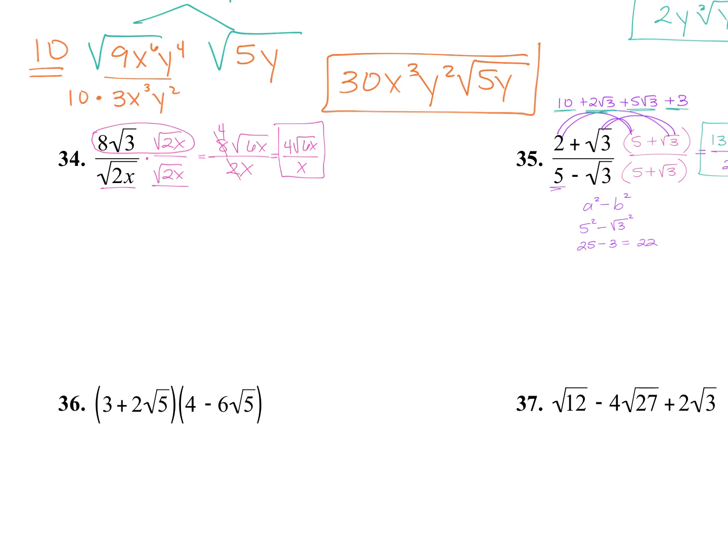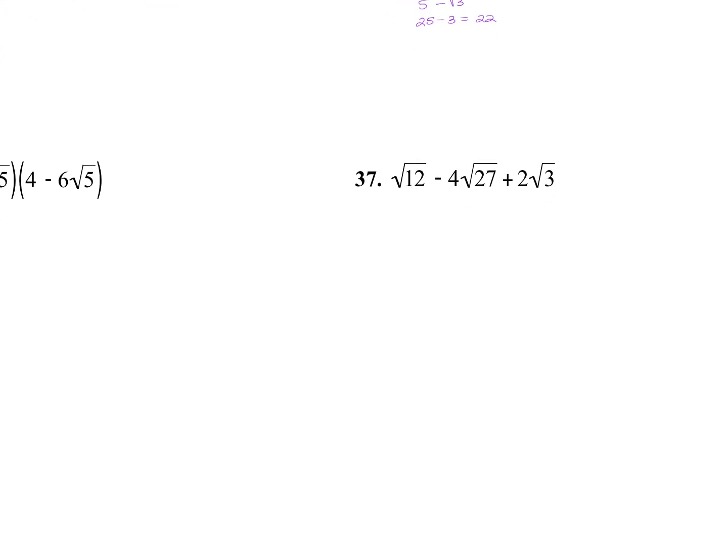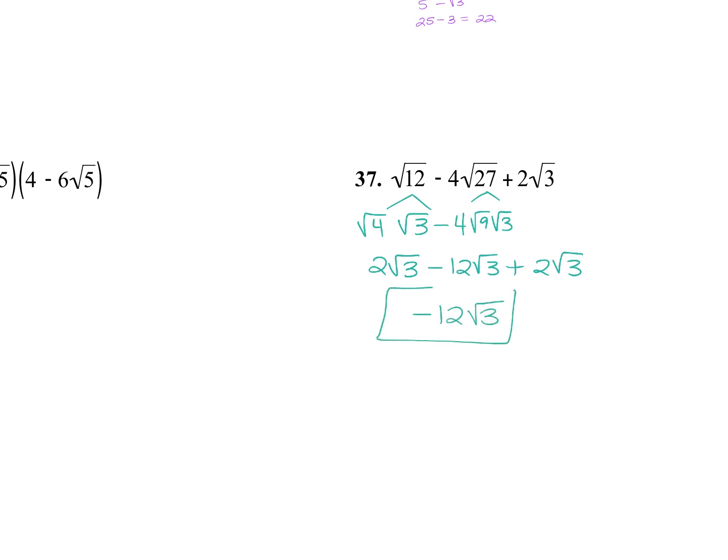36 or 37? 37. Okay, 37. Square root of 12 is 2 rad 3, right? 4 times the square root of 9 times the square root of 3 is going to be 4 times 3. So 12 times the square root of 3 plus 2 times the square root of 3. So 2 minus 12 plus 2 is going to be a negative 12 times the square root of 3.